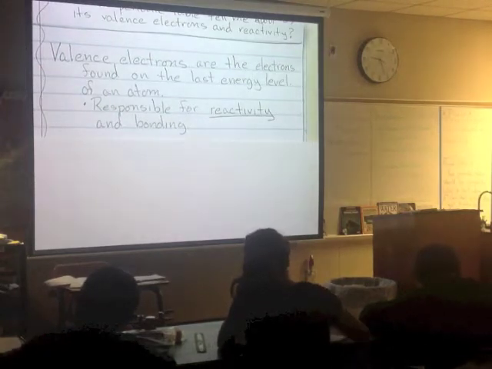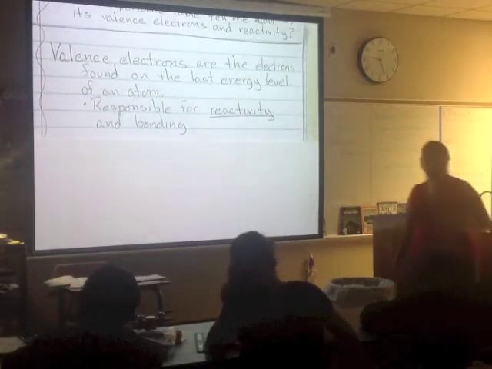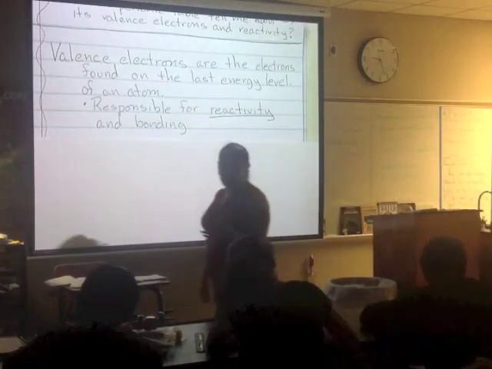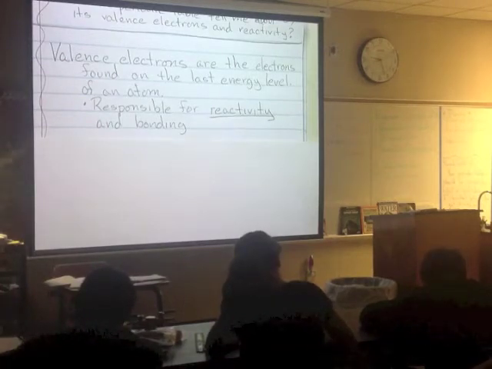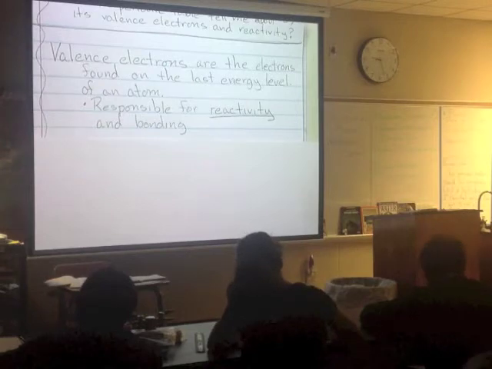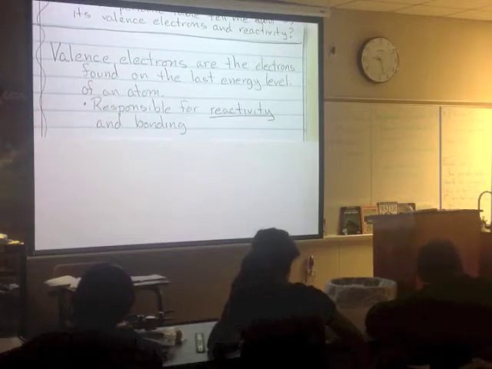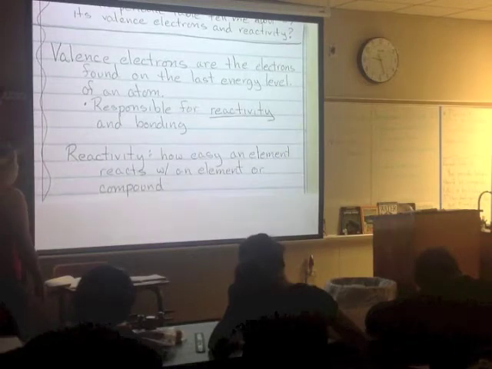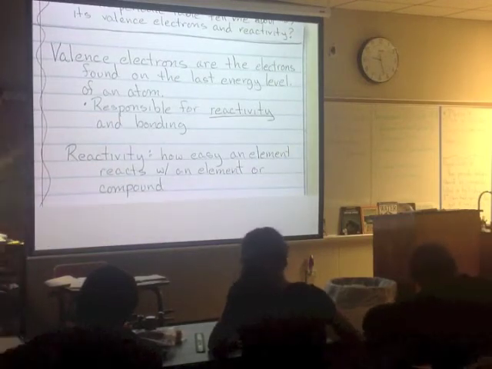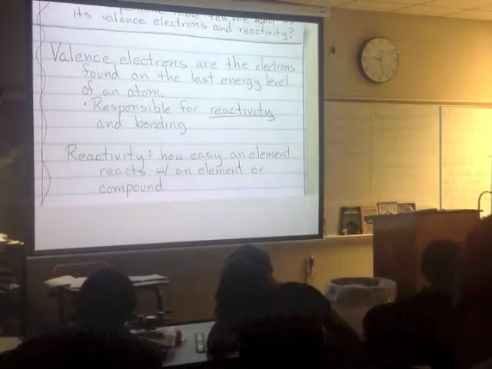Now, we're going to see that the ones in group 18, which are also called the noble gases, are stable. So those are the elements we find by themselves. Every other element on the periodic table we always find bonded to something else. Group 18 is the only group where we can find the atom just by itself, because they are stable and they don't need to bond with anything. We call those unreactive. So let's look at this word reactivity. Reactivity is basically how easily an element reacts with another element or another compound.